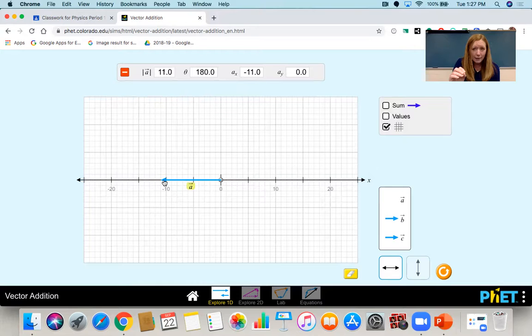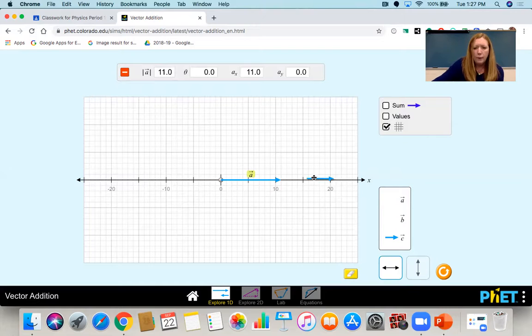My distance is only magnitude, so my distance is 11 meters. My displacement is going to be 11 meters west or negative 11 meters. Negative and west mean the same thing for us right now, okay?